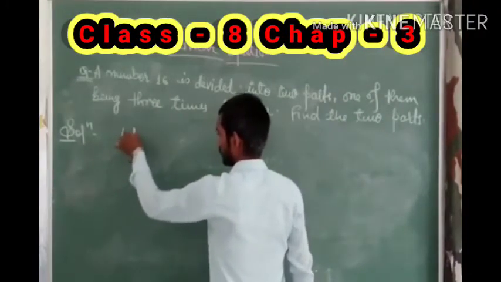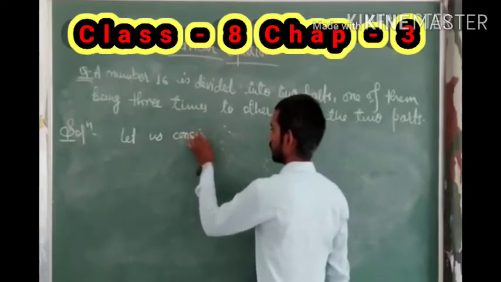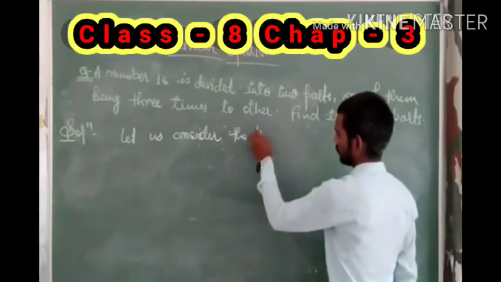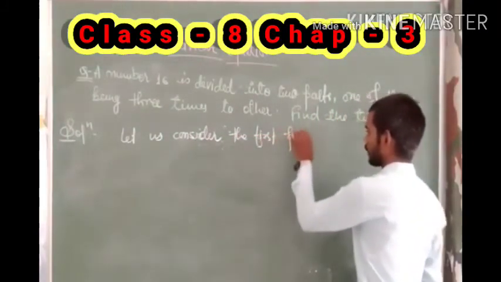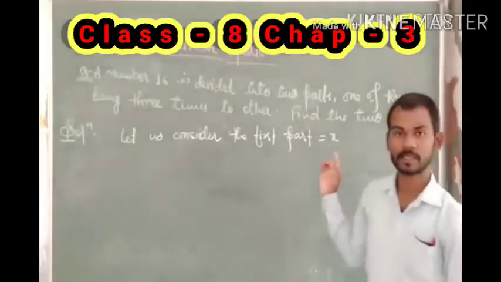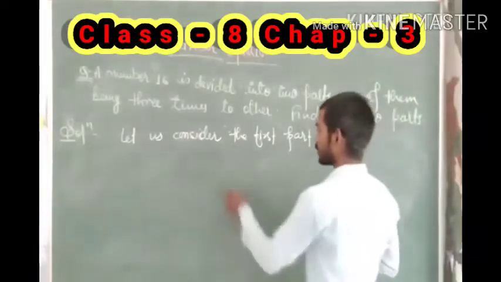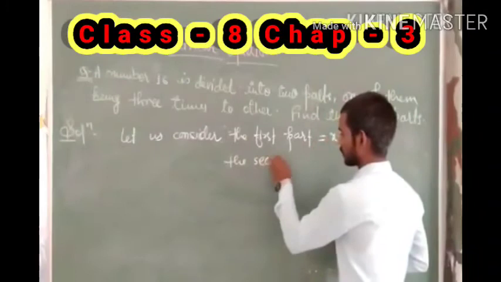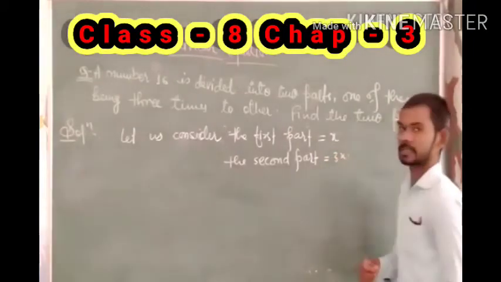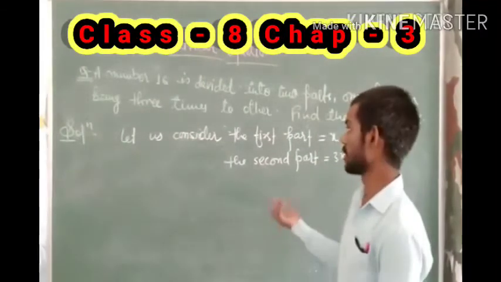Let us consider the first part. The first part is equal to x. If the first part is x, then the second part is obviously 3 times x. That is, the second part is equal to 3x. Now we find out the linear equation.